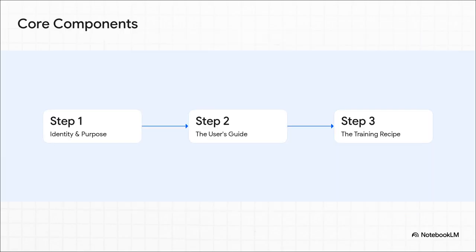To make sure that roadmap is super clear, a good model card breaks everything down into 3 logical parts. First, you've got the model's basic identity and purpose. Then, you get a practical user's guide. And finally, you get the full training recipe. Let's look at each one.